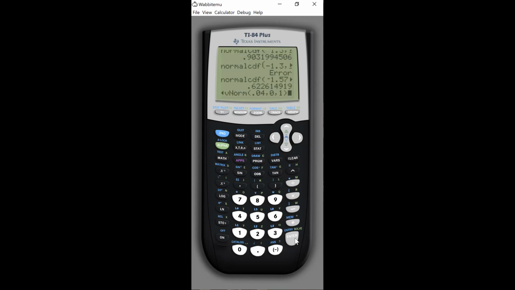We go to paste. If you have a TI-83, all you have to do is enter 0.04, comma, 0, comma, 1, close parenthesis, and press enter. And we get that it is equal to negative 1.751. And that's how you take a percentage and convert it into a Z-score. Any question for that first problem?